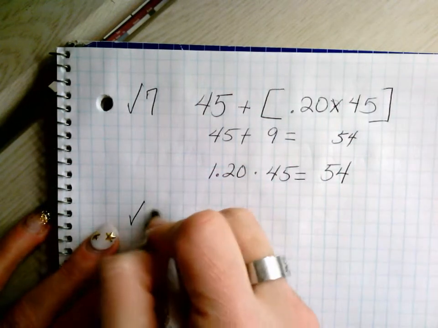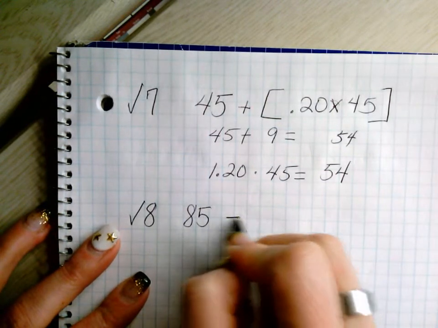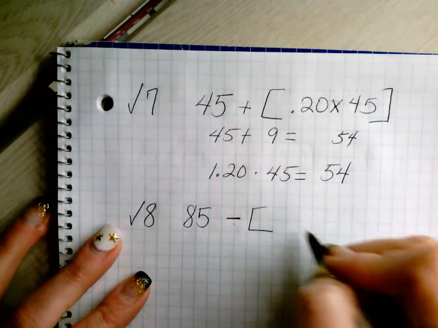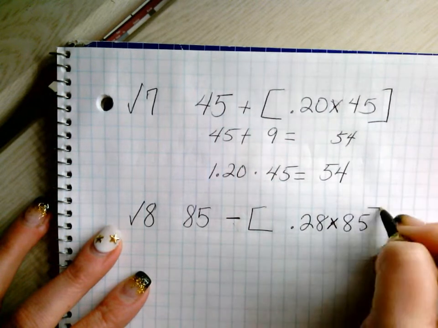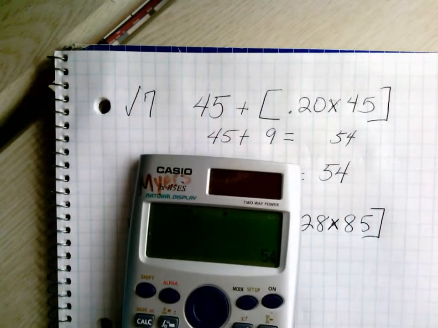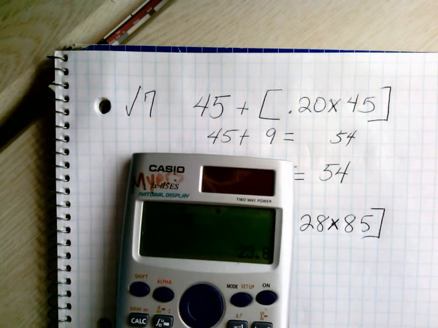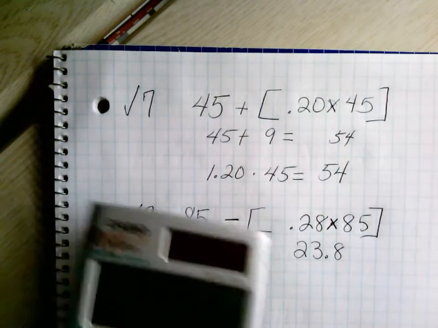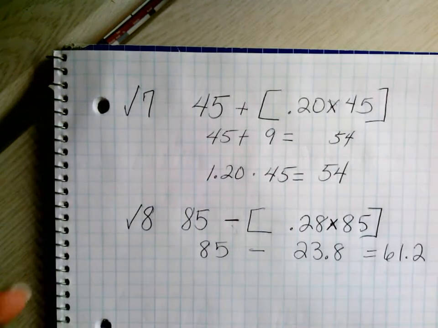Checkpoint 8. I'm going to show it to you real quick. Decrease 85 by 28%. 0.28 of 85. Okay, so doing it this way, we're finding out what 28% of 85 is. Looks like I got 23 8/10, right? Which we subtract from 85, and you'll get 61 2/10.